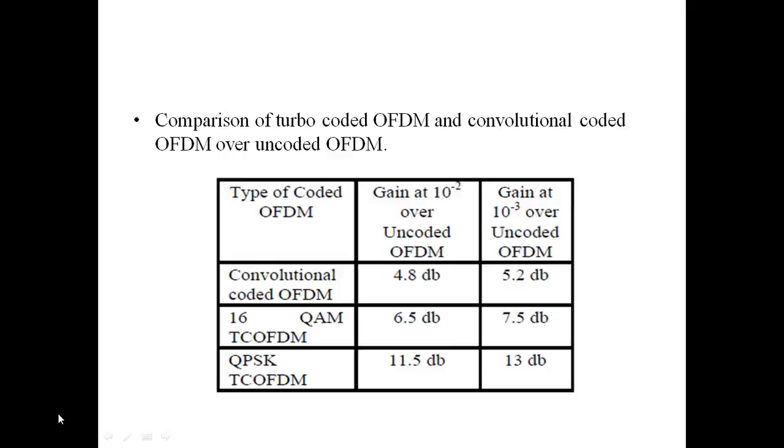For 16 QAM, the gain is 6.5 for 10 to the minus 2, and for 10 to the minus 3 the SNR is 7.5. For QPSK, it is 11.5 for 10 to the minus 2 and 13 dB for 10 to the minus 3. So this table clearly shows that the gain has improved for turbo coded, both for QPSK and 16 QAM. But for QPSK, the gain is more as compared to 16 QAM.